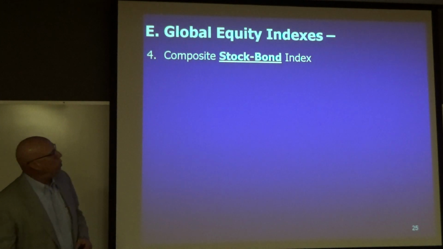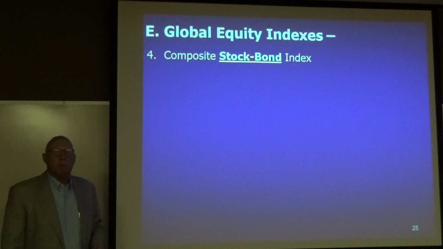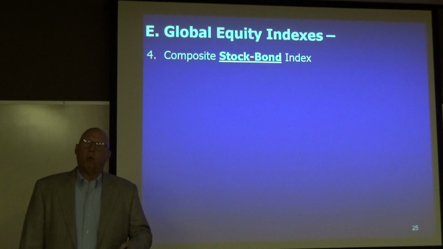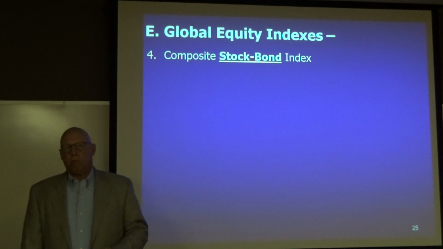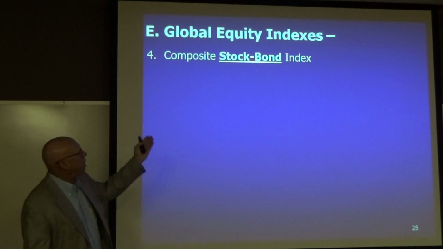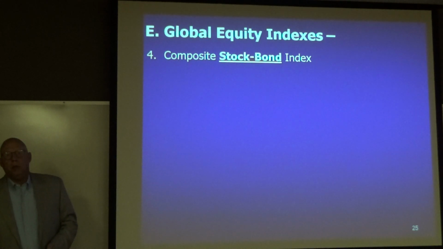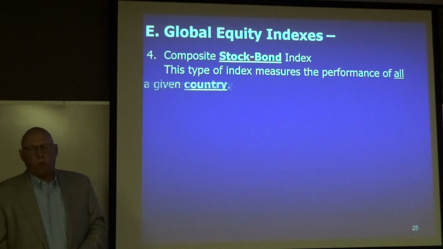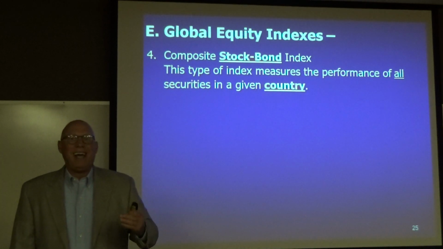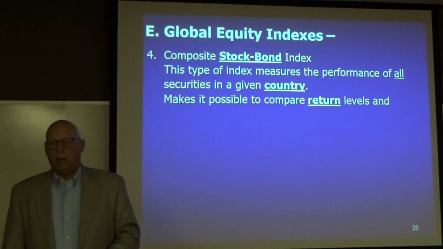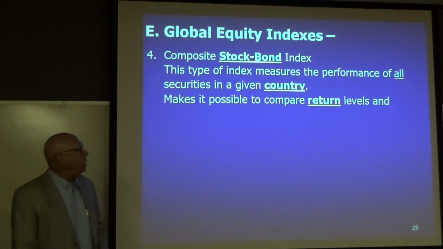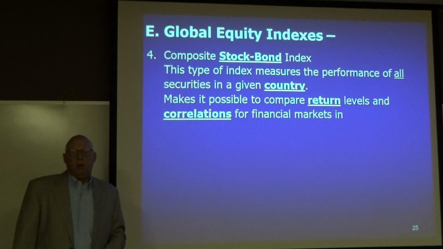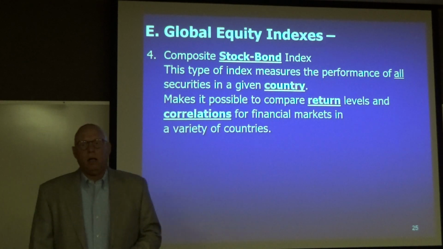All right. Then we have what's called a composite stock bond index. So if you have what we call a balanced portfolio, which is a portfolio that has stocks and bonds in it, then you'll want to take a look at the composite stock bond index to use as a benchmark. Okay? This type of index measures the performance of all securities in a given country. Okay? So it makes it possible to compare returns and correlations in financial markets for a variety of countries.